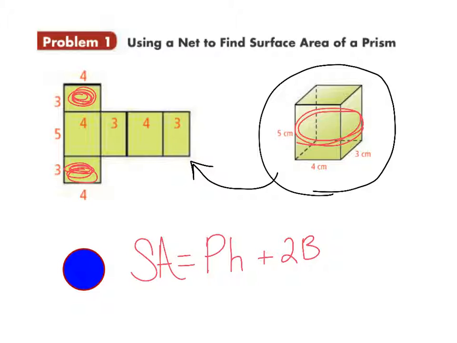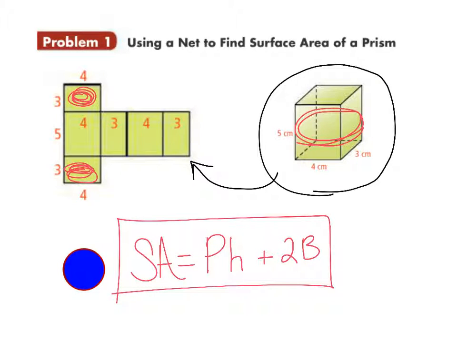So if it's a hexagon, I'll find the area of the hexagon, and then take it times 2, and add that in. If it's a triangle, then find the area of the triangle, take it times 2, and add it in. But this right here is kind of our go-to formula for surface area of a prism.